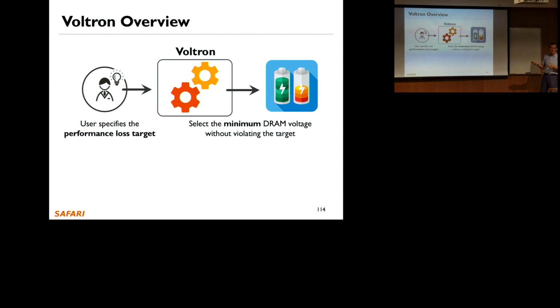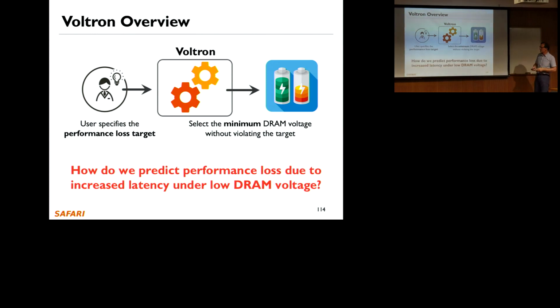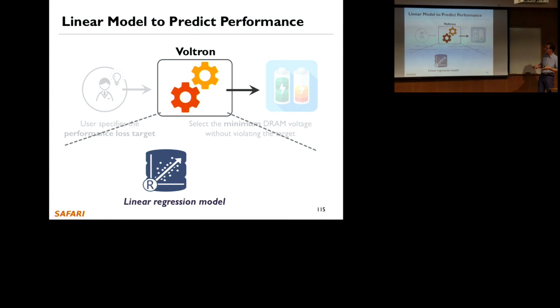Okay, so this is the idea of the mechanism. I'm not perfectly satisfied with this because it's going to use some regression model that I don't necessarily like to build, but that's okay. We'll do that. So basically, users specify some performance loss target, and the system selects the minimum DRAM voltage without violating that target. That's the key idea. So the key question is, how do we predict performance loss due to increased latency under low DRAM voltage? And this is where the regression model comes in.